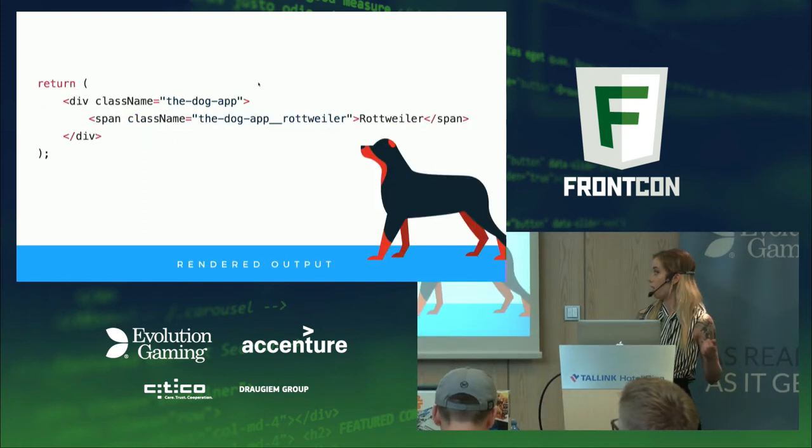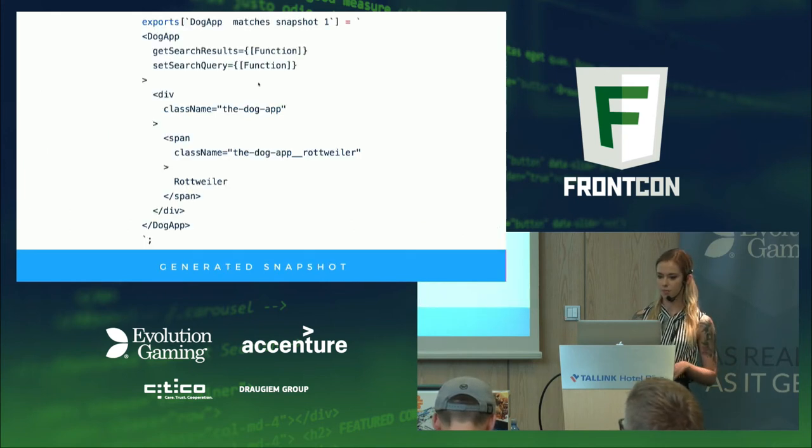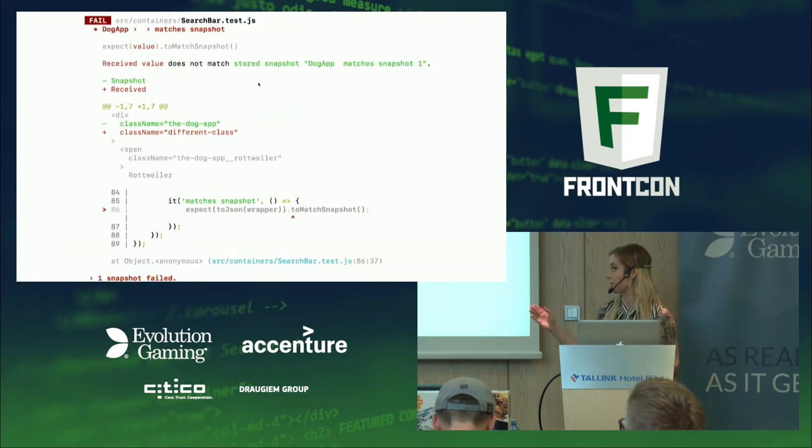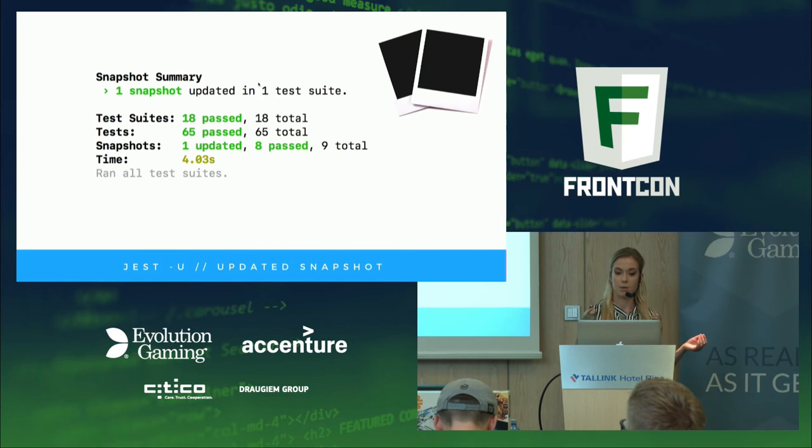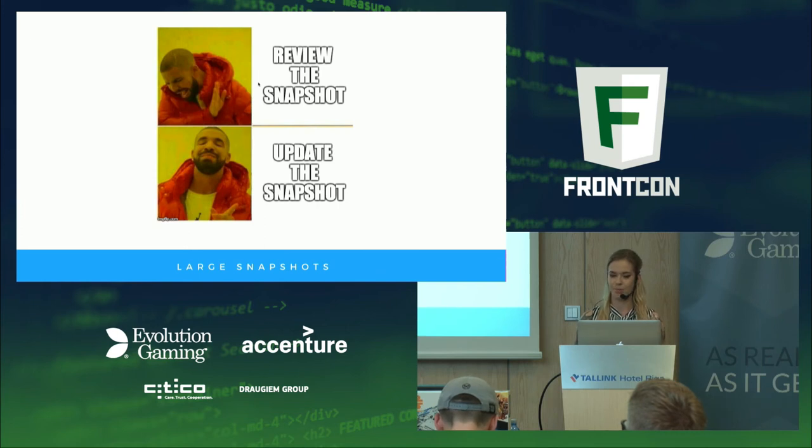So let's say we have a little app all about dogs. If I create a snapshot for this app, it will look something like this. For example, if I change a class name, the snapshot fails and it shows me the difference. And if I didn't make this change by accident, it's really easy to update the snapshot. In the watch mode, you can just press U and it's updated. But because it's so easy to update snapshots, sometimes developers don't actually review them, especially if those are huge snapshots.